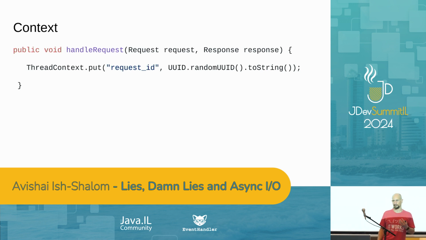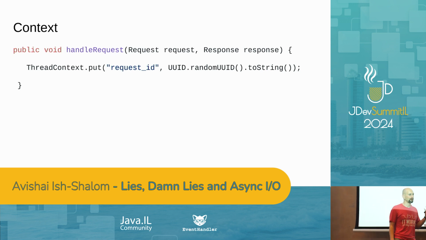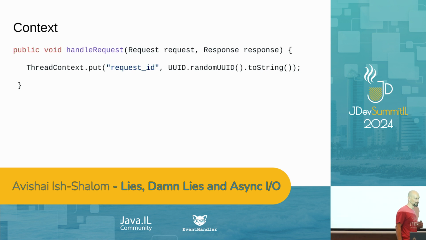In Node.js, where they didn't have this, they had to work really hard to create this kind of feature. In Golang, they still don't have it. Instead, they pass a context object. Now, what is the problem with a context object?